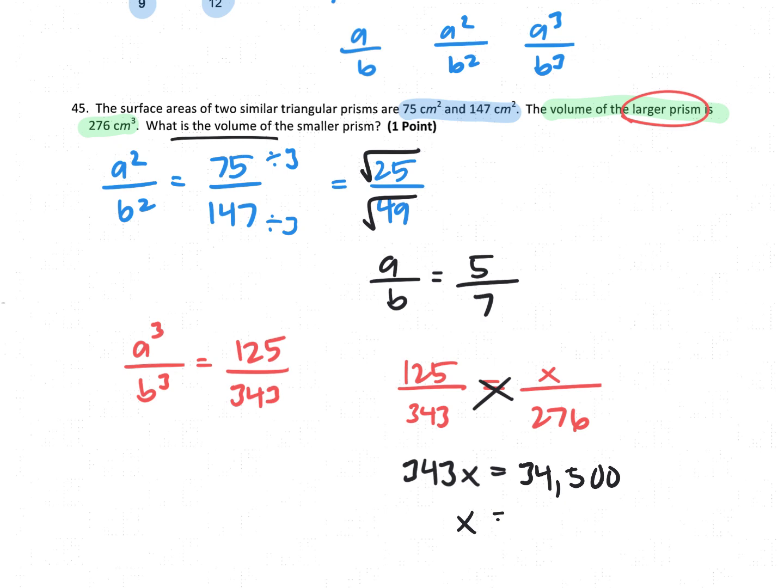We get that x equals approximately 100.6. We'll just round that to the nearest tenth there. And our units are centimeters cubed because we are talking about volume here.